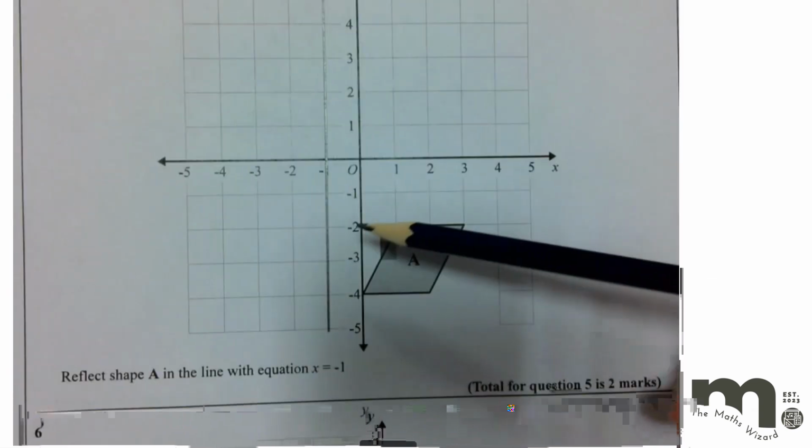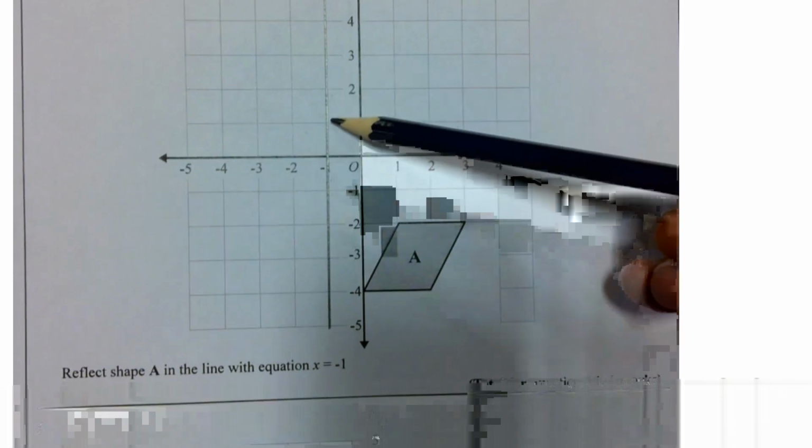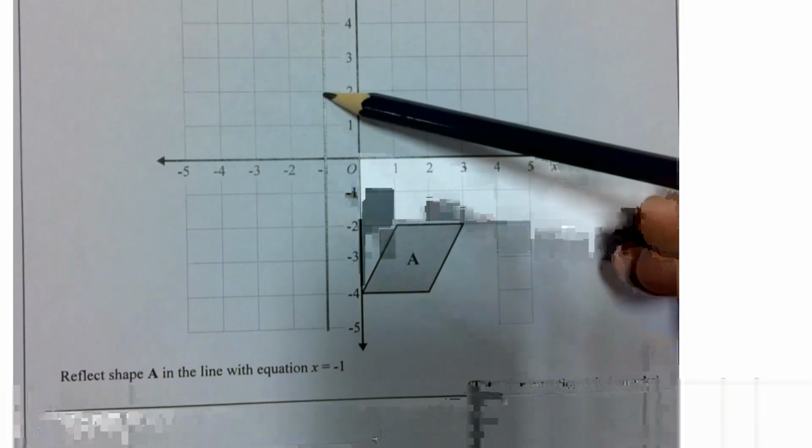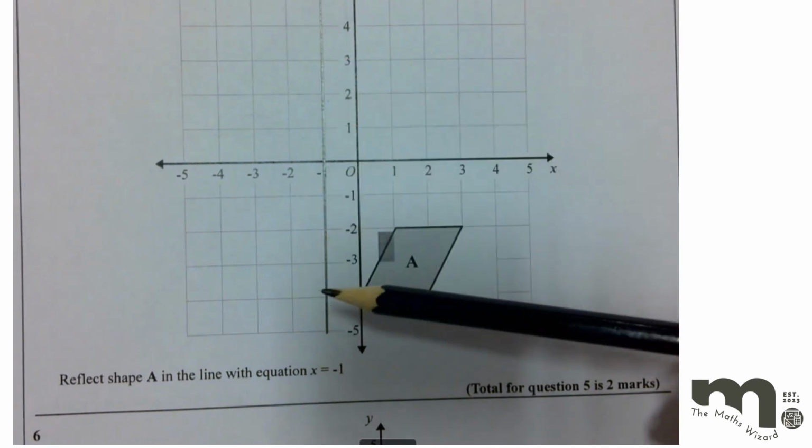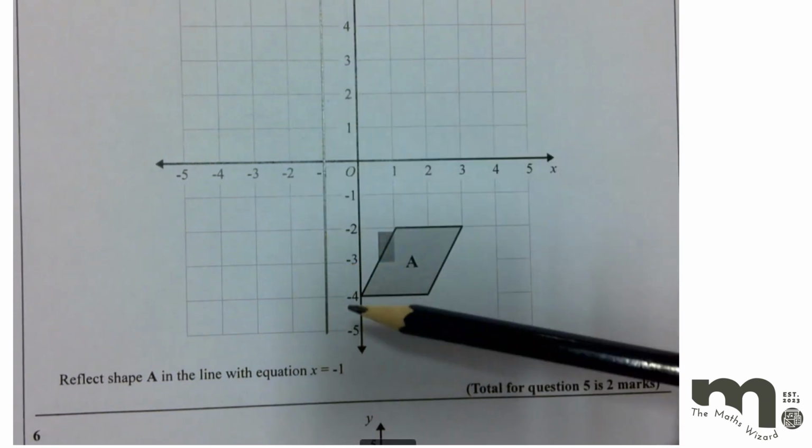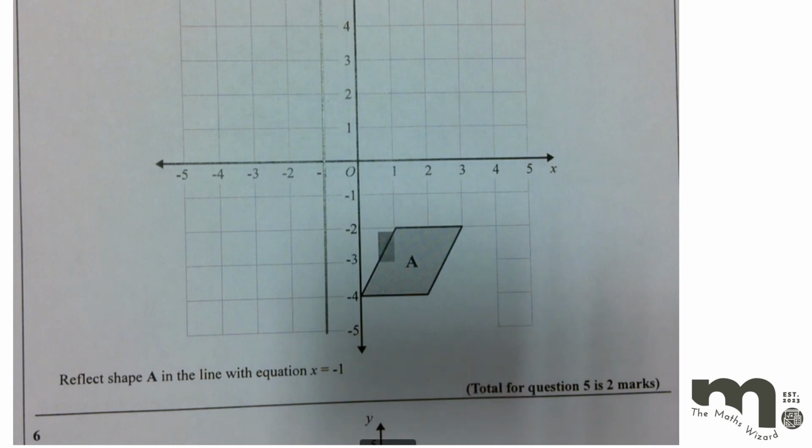If you were to look at your coordinates all the way along this line, every single x coordinate would be -1. So we've got (-1, 1), (-1, 2), (-1, 3), and so on. So that's a good way of checking, is to consider your coordinates. Now we've got the equation line, we've got to have a look at our shape.